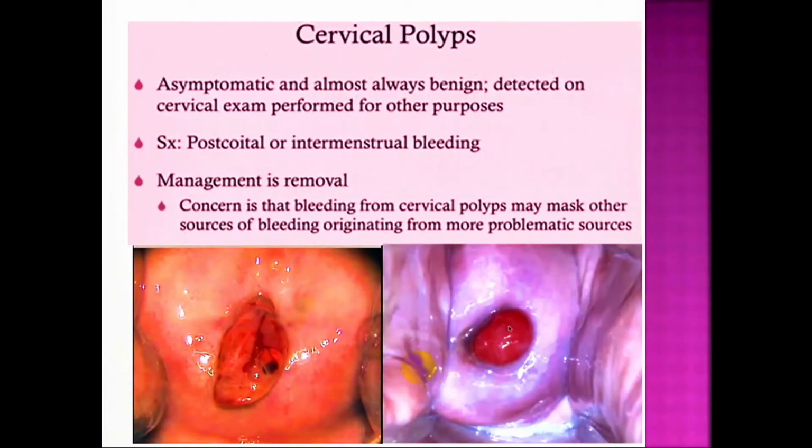Cervical polyp, as you can see here, and this is another polyp. It is asymptomatic and almost always benign, detected on cervical examination performed for other purposes. That means a patient comes for a check-up for something else, and we see accidentally that she has a cervical polyp. Sometimes it causes symptoms, which are postcoital or intermenstrual bleeding. The management is removal, polypectomy. The concern is that bleeding from cervical polyps may mask other sources of bleeding originating from more problematic sources.